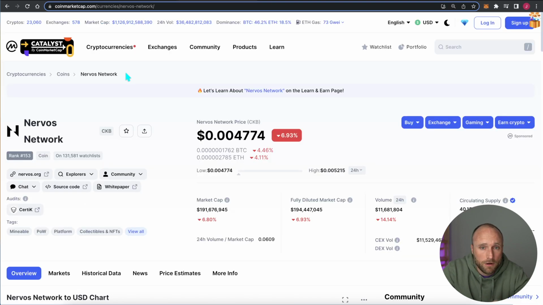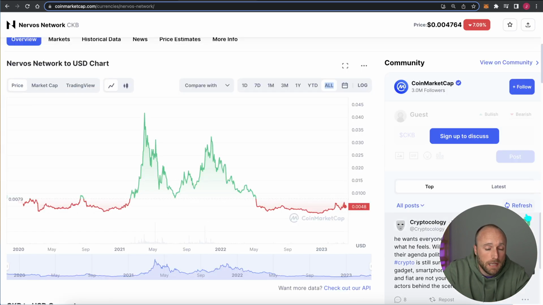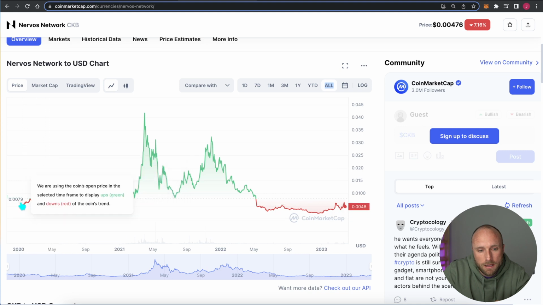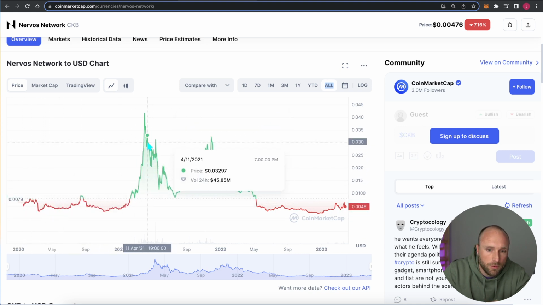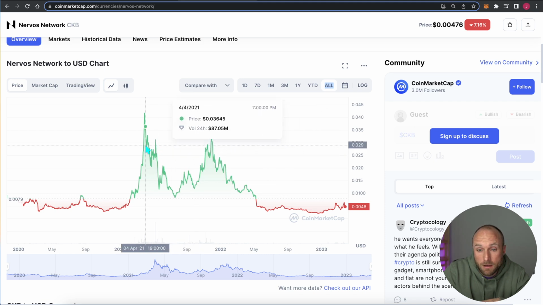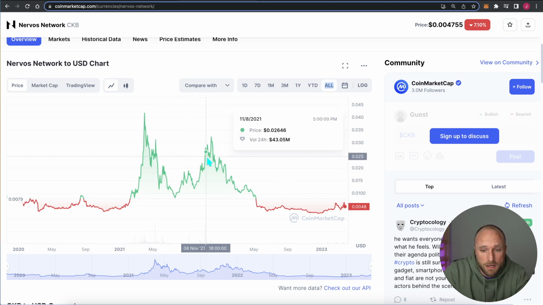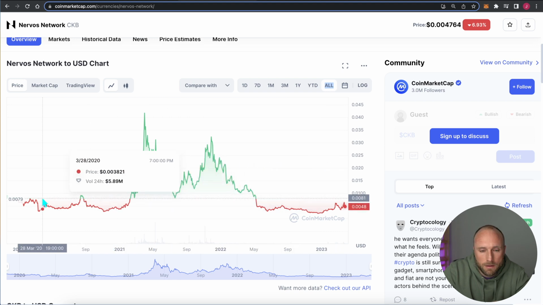Next, let's take a quick look at the Nervos Network token. Nervos Network is currently ranked number 153 in terms of the size of its market cap. It has a market cap of $191 million as of today, and it's priced at just under 0.47 cents per token. Now, if we look at the CKB chart, you can see the token debuted at the end of 2019. It had quite the run up in the 2021 bull market, where it hit just over 4 cents per token, and it's really come back down to the range where it debuted in early 2020.